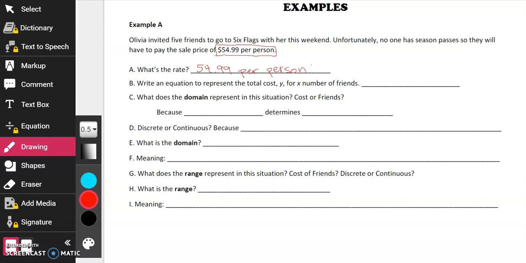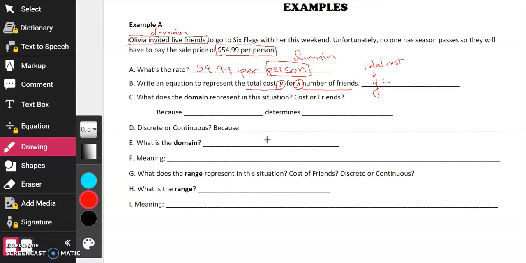If you can find your rate, you know what the domain quantity is. So then I go and look at my word problem for anything else that has to do with people. And I have Olivia invited 5 friends. So that's my domain right there. Okay, that's very helpful to me. I'm going to write an equation where the total cost y, so y equals, for the x number of friends. So total cost, right, because that's what y is, total cost.